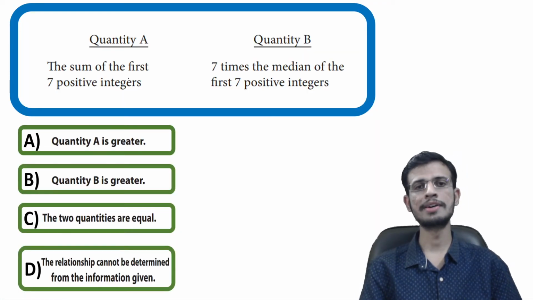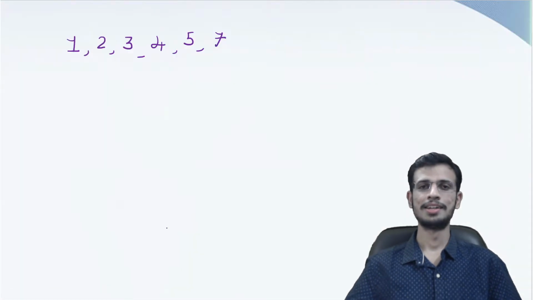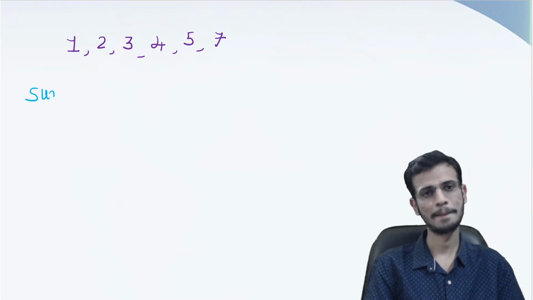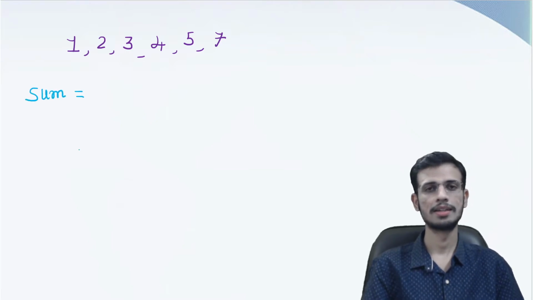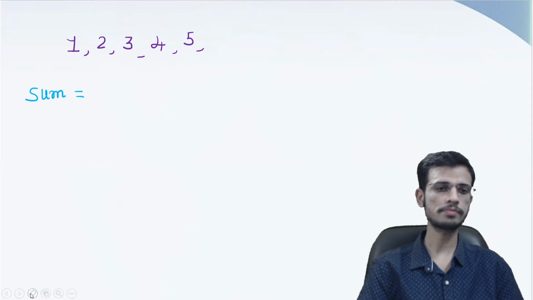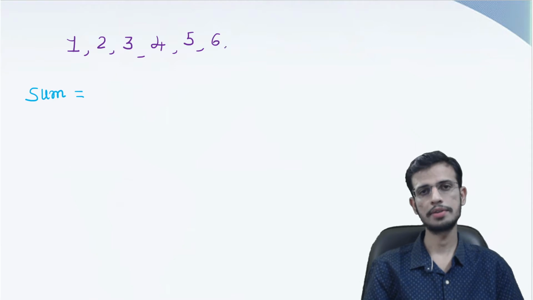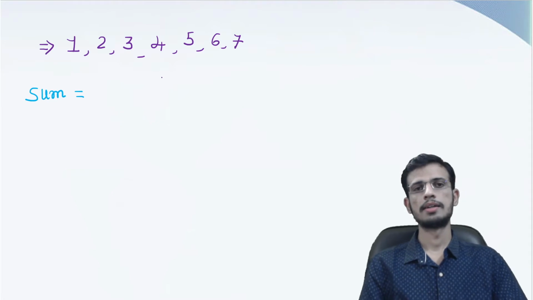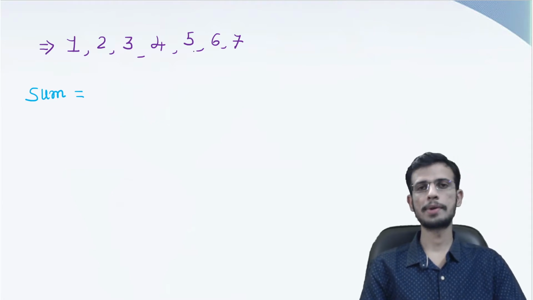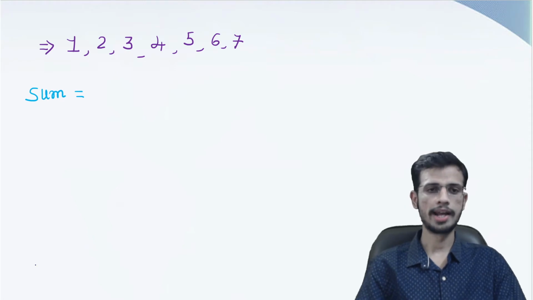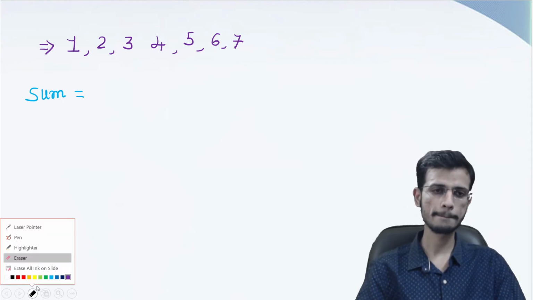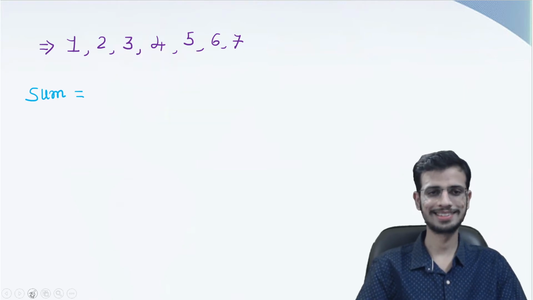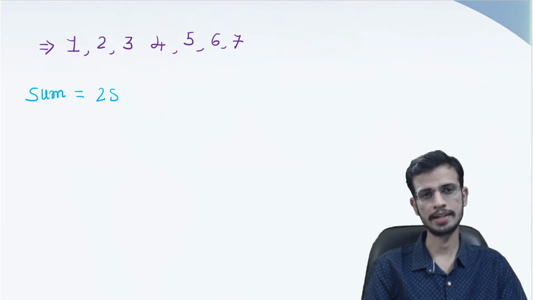The sum of the first 7 positive integers. So what is this sum? Can you find the sum? 4, 5, 6 and 7. Right? So can you find this sum? 1 plus 2 plus 3 plus 4 plus 5 plus 6 plus 7. There are 7 terms. And this sum will be equal to 28. So quantity A is equal to 28.